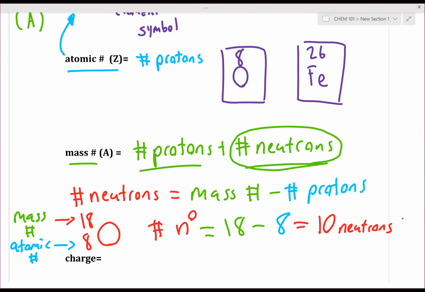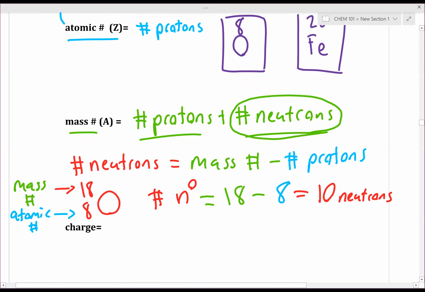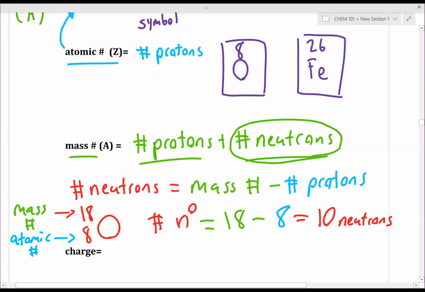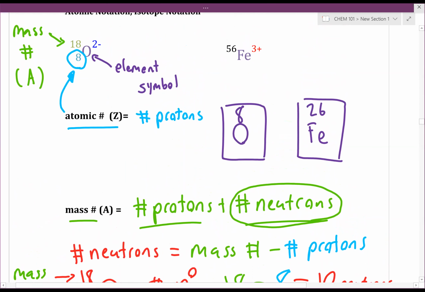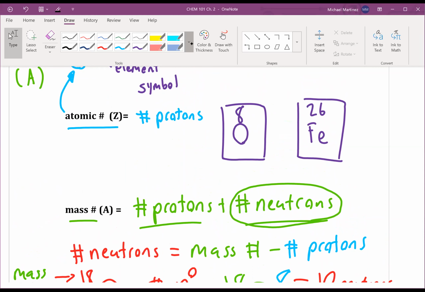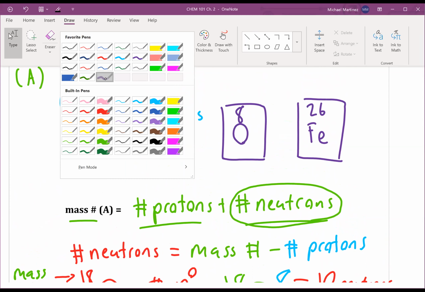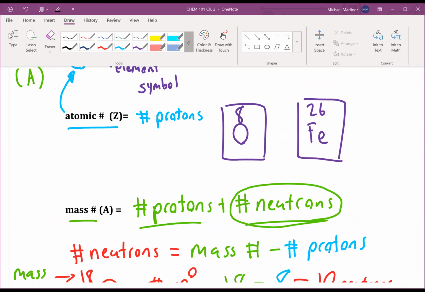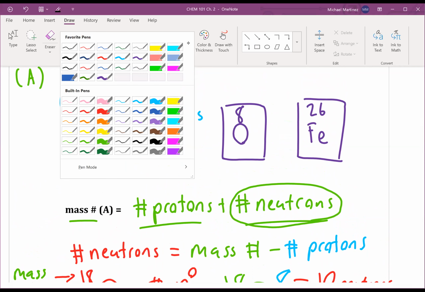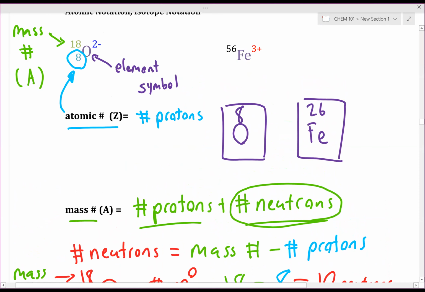Now, let's talk a little bit about the charge. And we're going to zoom up in a moment and take a look at these two isotope notation symbols. And let's try to identify the charge in each of these. So let me switch pen colors for that. And looking in the upper right-hand corner, we see two numbers. They can be either positive or negative, and this number represents the charge.